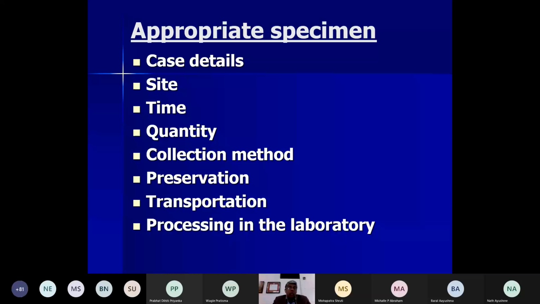How much specimen to be collected? This will be determined by which type of a test or number of tests you want to do on that specimen. Please remember, every specimen is very, very precious, because you cannot obtain that specimen again. You may say, oh, what's the problem? Urine sample, if I can't obtain it right now, I'll obtain it after 2 hours. No, it will not be the same urine sample.